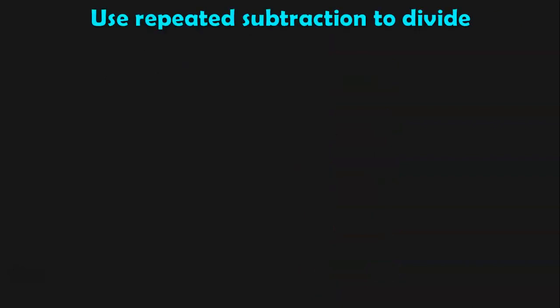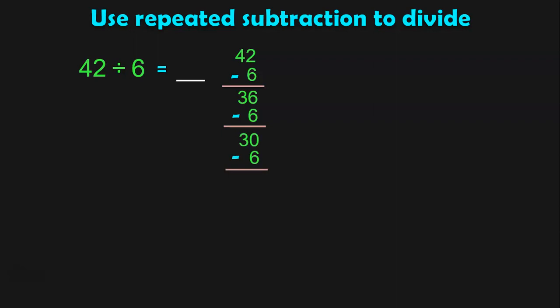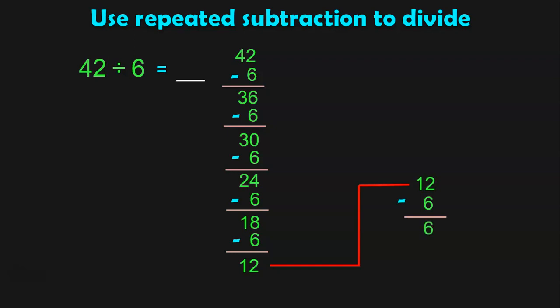Use the repeated subtraction method to divide. These are all the different ways of framing the question. 42 divided by 6 is equal to dash. 42 minus 6 will give you 36. Subtract 6 once again and you get 30. 30 minus 6 is 24. 24 minus 6 is 18. 18 minus 6 is 12. And I'm going to continue the subtraction over here. 12 minus 6 is equal to 6.